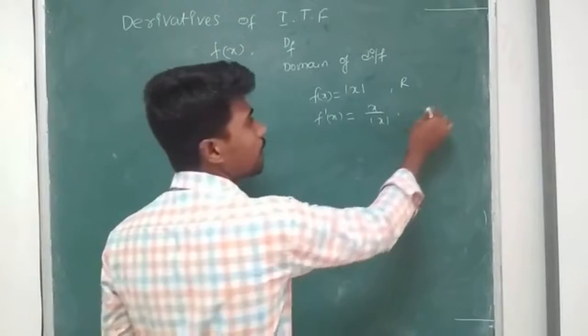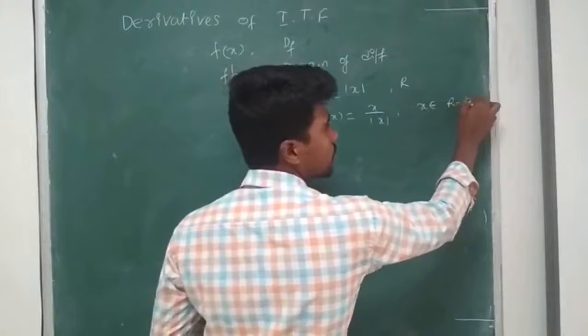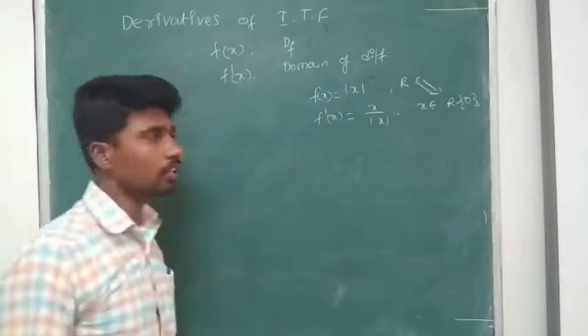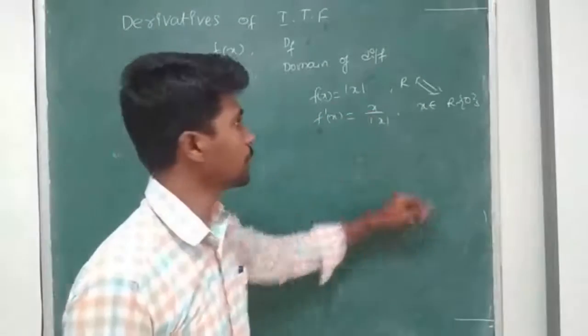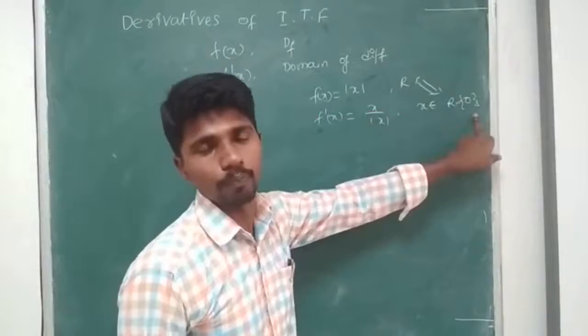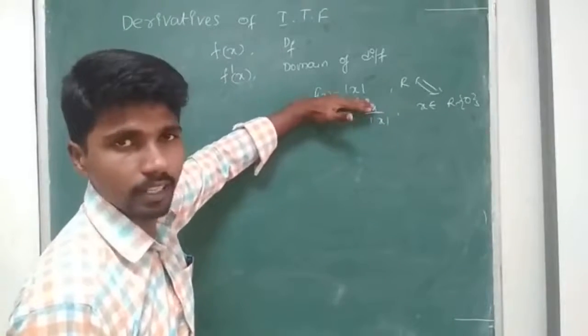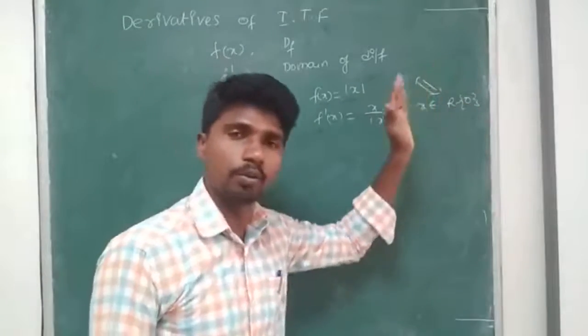So what is the domain of f dash of x? All x belongs to R minus 0. Now you see, compare these two. The domain of the given function is R, the domain of its derivative is R minus 0. If you take only the function, its derivative does not exist, but if I take the function except 0, its derivative exists.